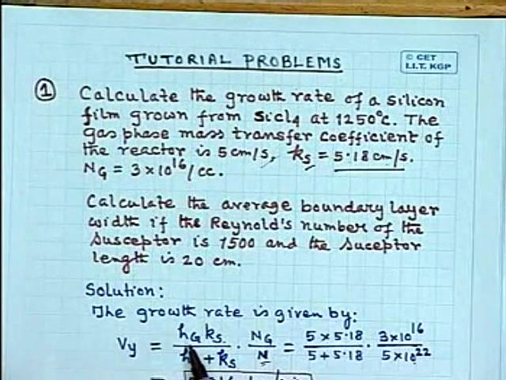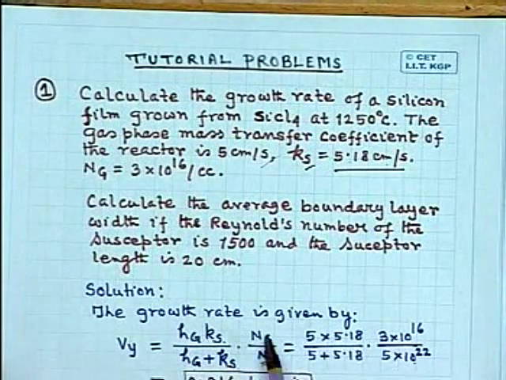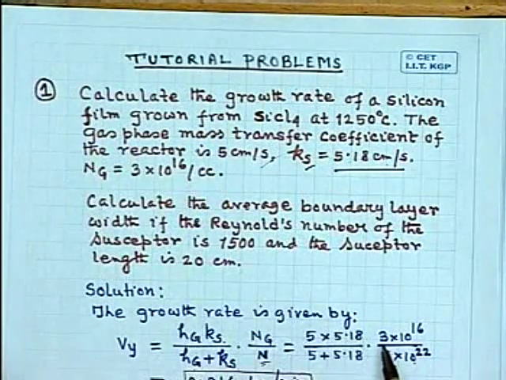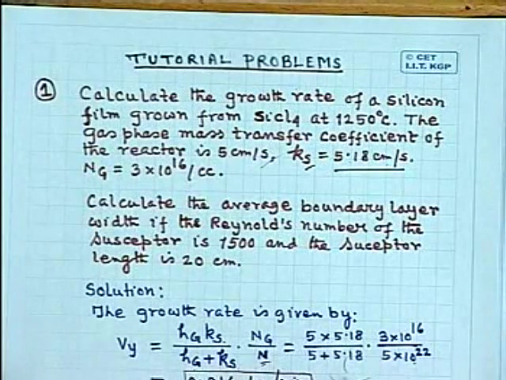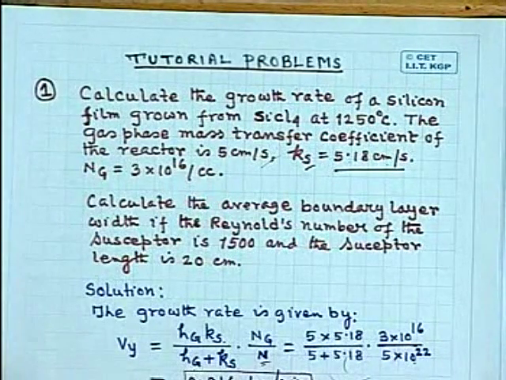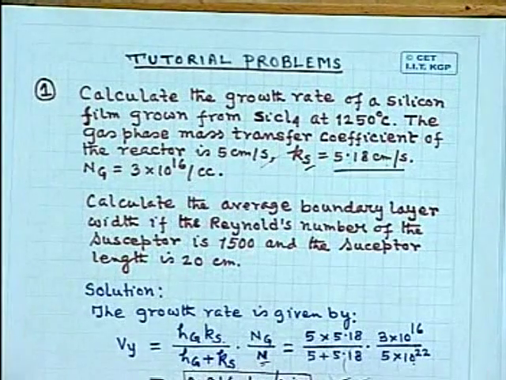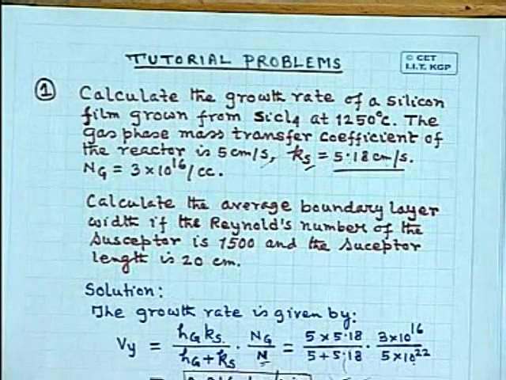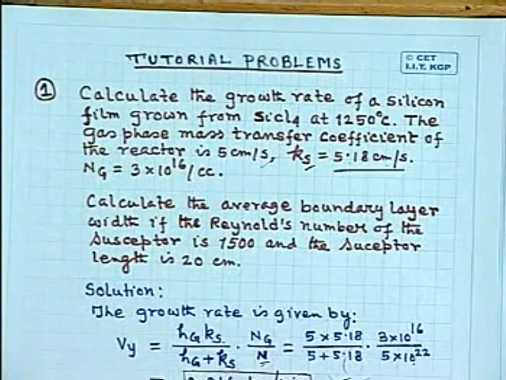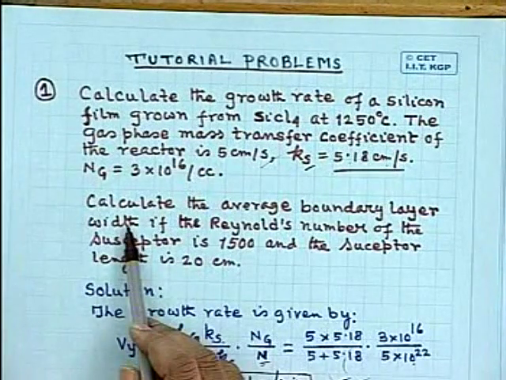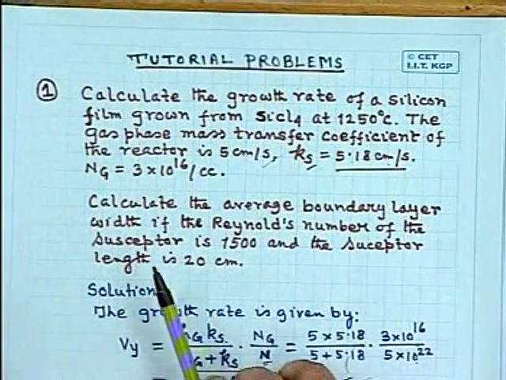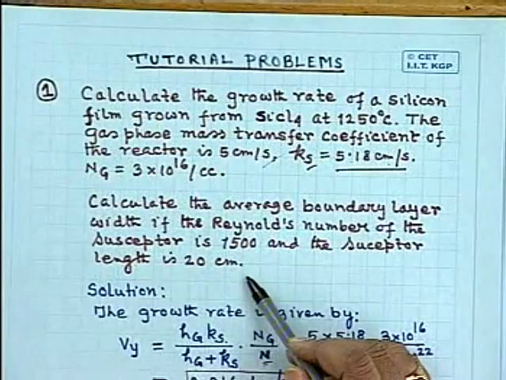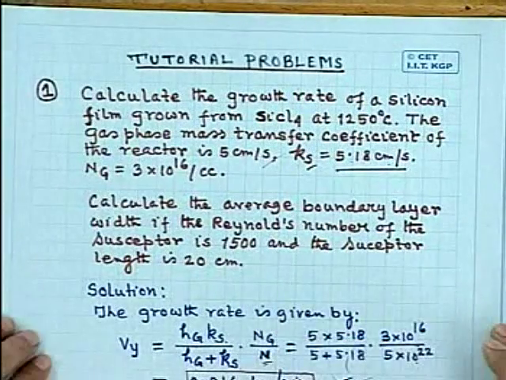Now, if you put in all the values, Hg, Ks, Hg plus Ks, times Ng by N, it comes out like this. And if you solve, it will come to 0.916 micron per minute. That is the answer. The growth rate, this Vy, is 0.916 micron per minute. And the second part of the problem is to calculate the average boundary layer width if the Reynolds number of the susceptor is 1500 and the susceptor length is 20 centimeter. That is solved here.